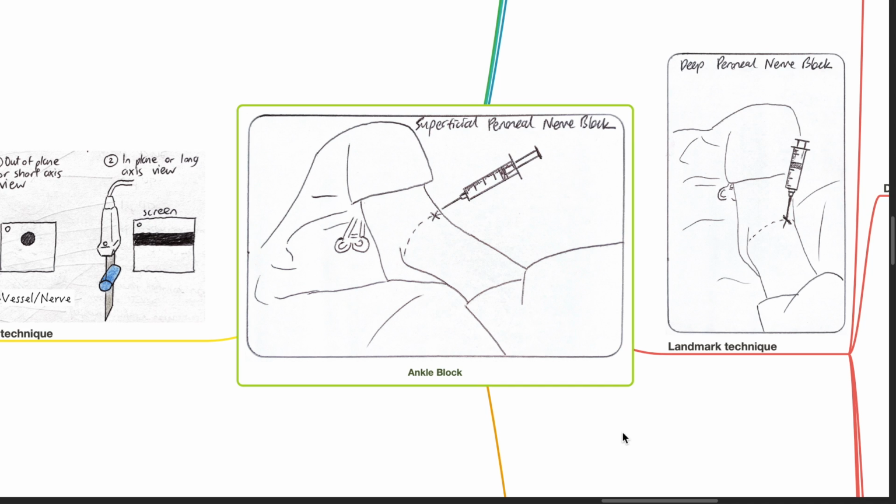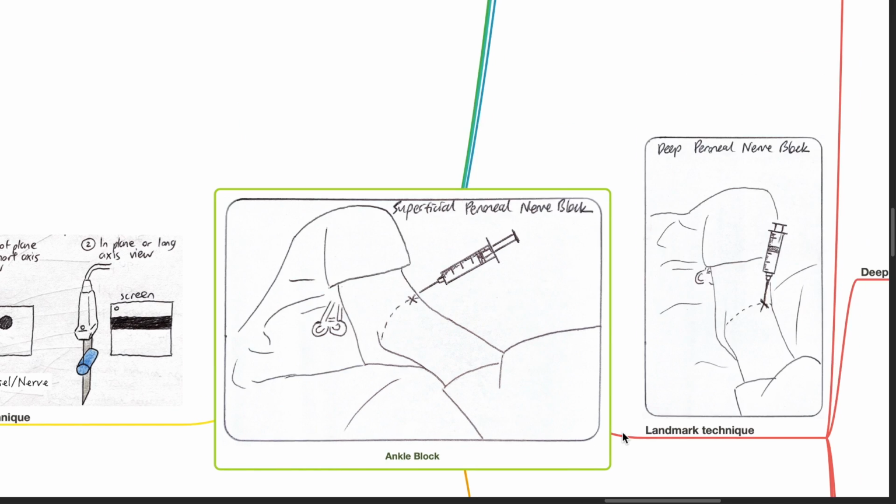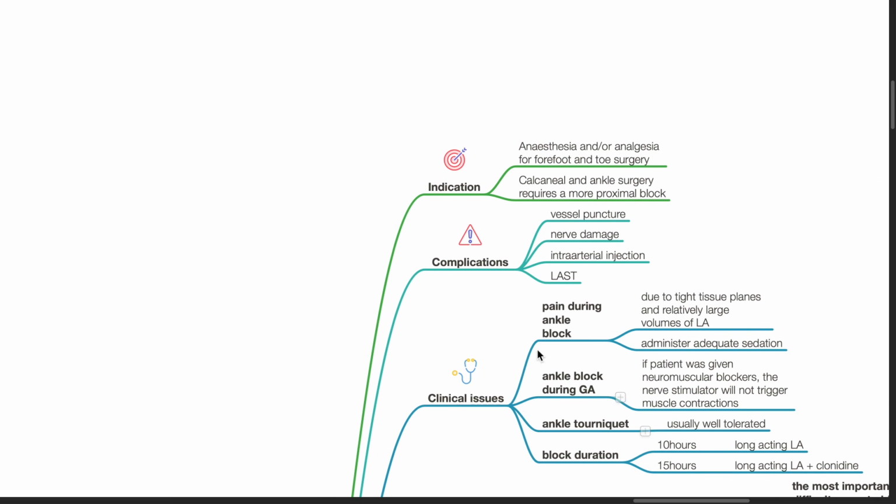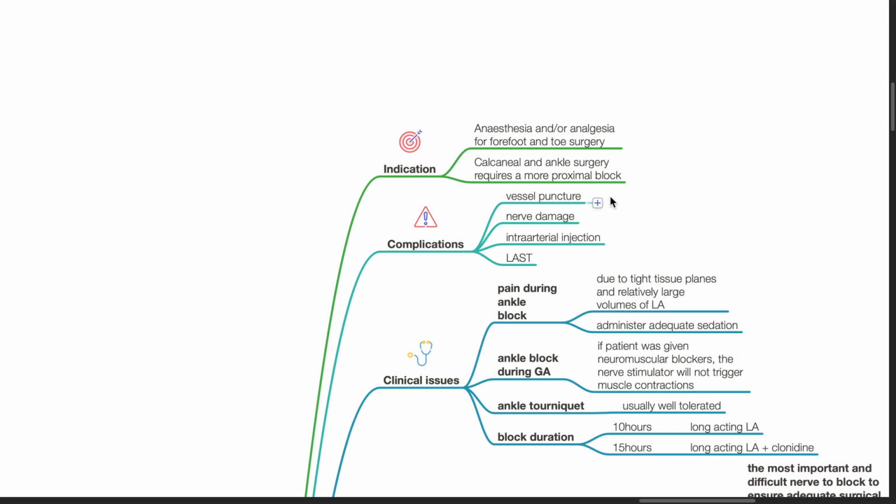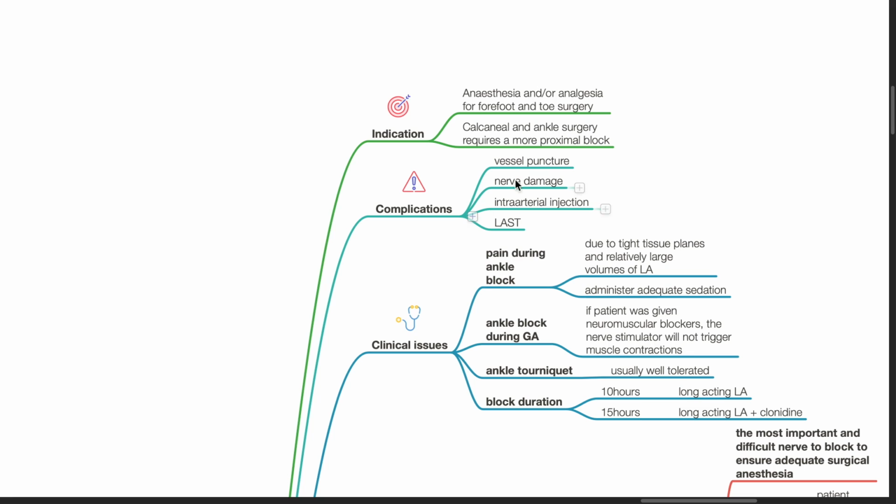Today we will be discussing ankle block. Indications for ankle block: anesthesia and/or analgesia for forefoot and toe surgery. Calcaneal and ankle surgery requires a more proximal block. Complications: vessel puncture, nerve damage, intra-arterial injection, and LAST.